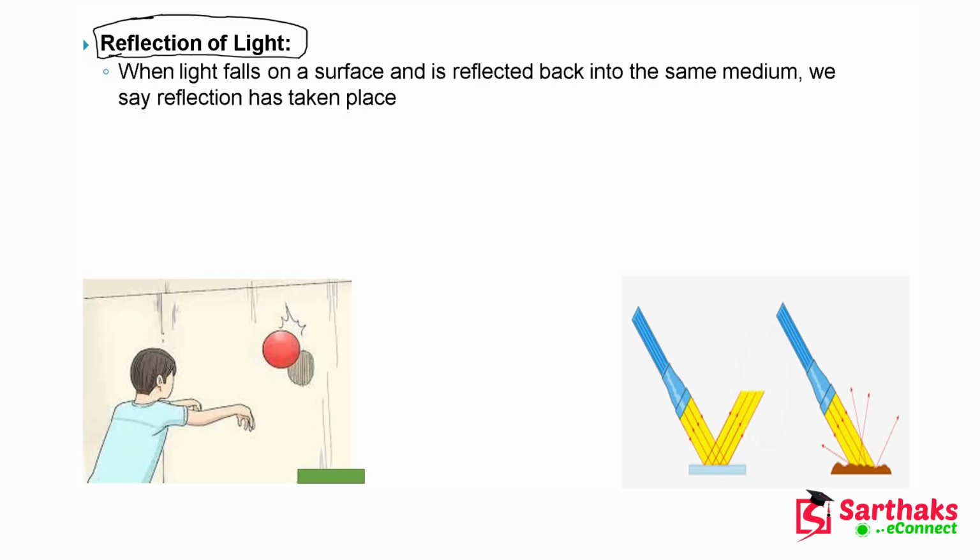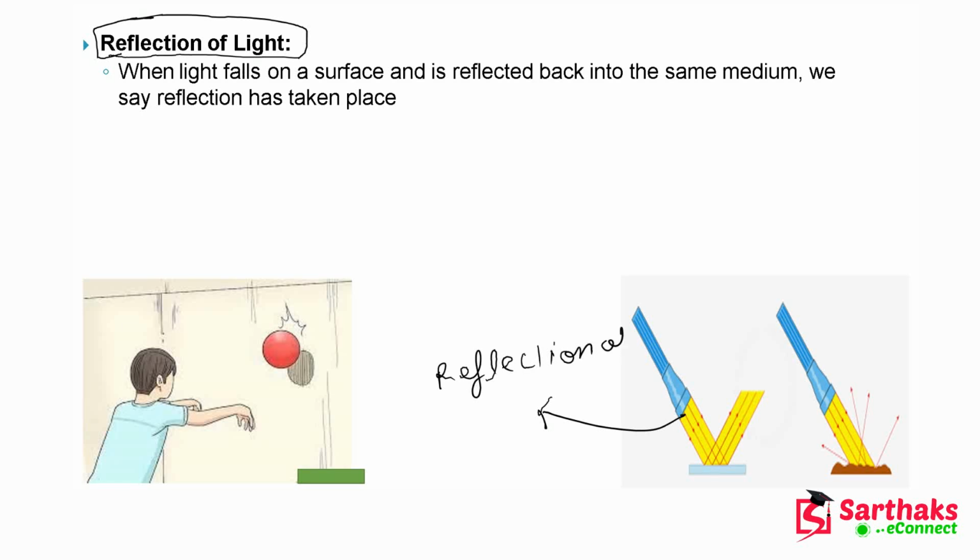The same thing happens with light also. Whenever light falls on a surface, as you can see in this picture, and it bounces back in the same medium where it was coming from, then this phenomenon is known as reflection of light.